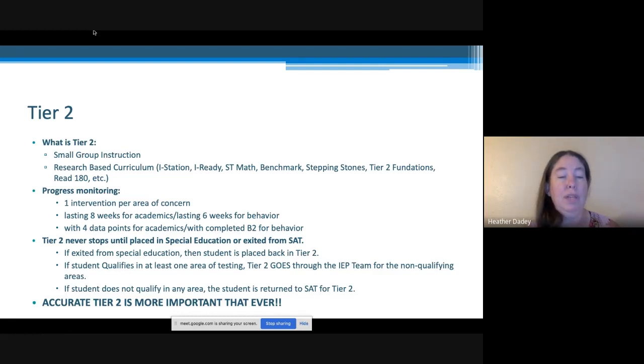Down here, bolded, it says accurate Tier 2 is more important than ever. So what does that mean? Special education is testing students for evaluations. However, they are using a triangular method, which means one of those sides of the triangle is heavily weighted on Tier 2. So we have to have reliable, accurate Tier 2 data to help our special education diags place these students in the appropriate programs and make sure they get the help that they need.